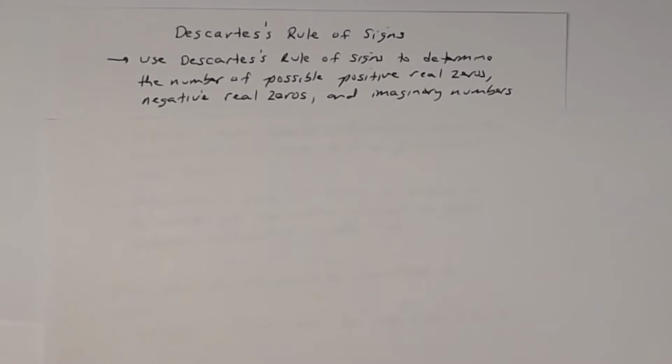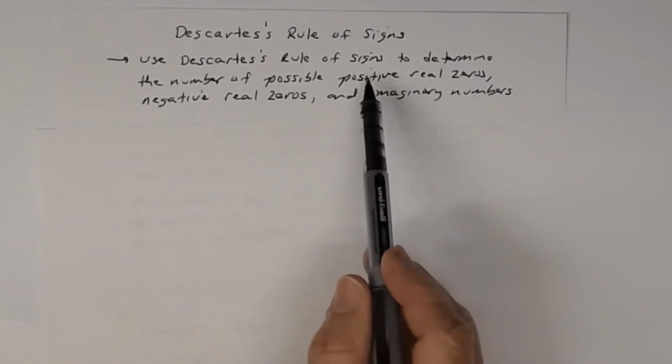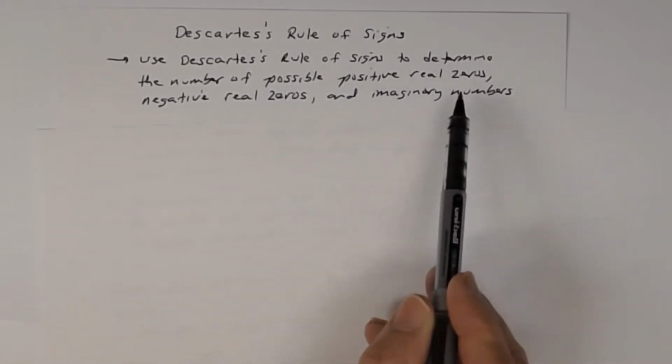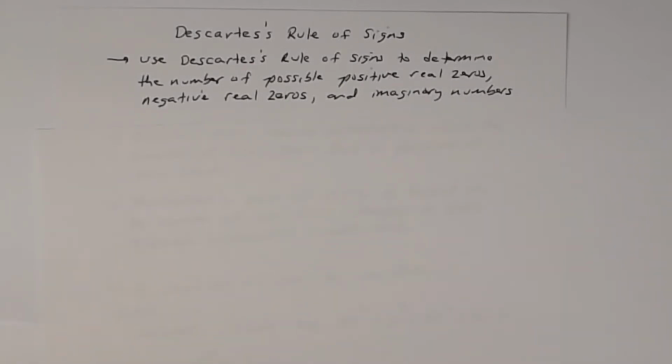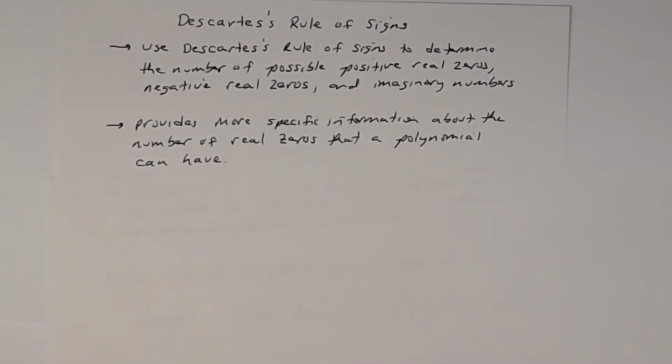You can use Descartes' rule of signs to determine the number of possible positive real zeros, negative real zeros, and imaginary numbers. Now, when we talk about Descartes' rule of signs, you're going to be focusing on positive and negative. But knowing the possibilities for positive and negative, you can also discuss the imaginary zeros as well. Okay? All right. Now, Descartes' rule of signs provides more specific information about the number of real zeros that a polynomial can have.